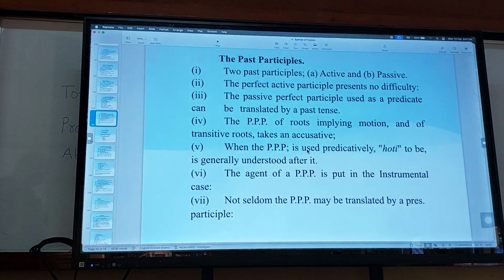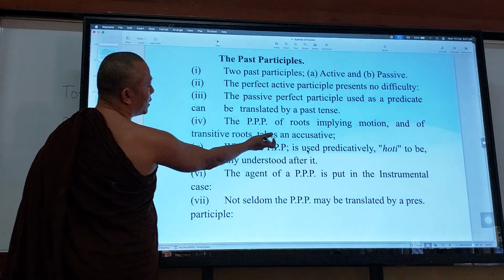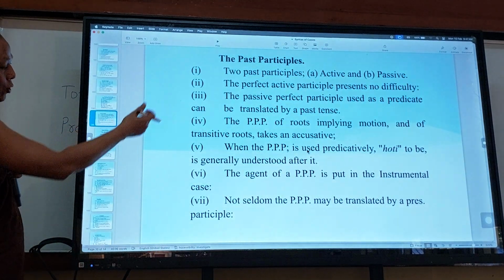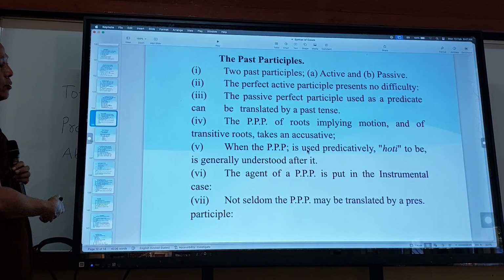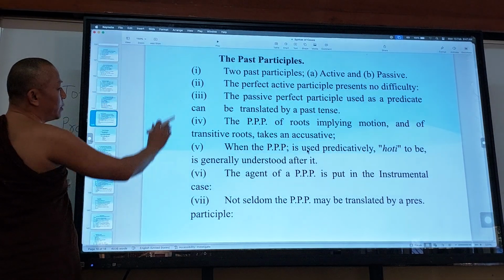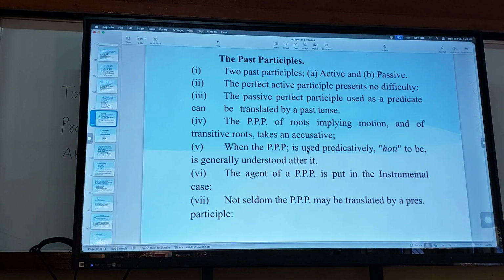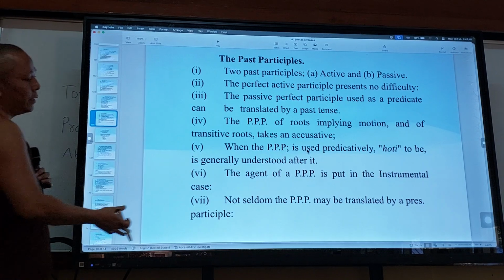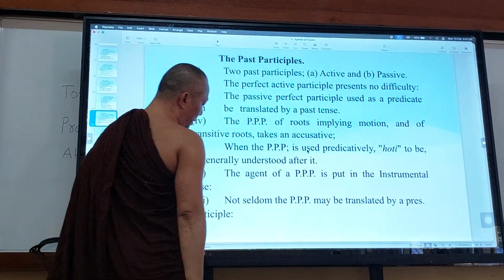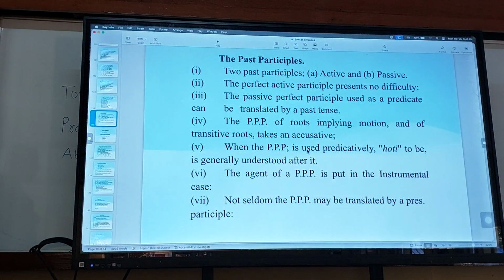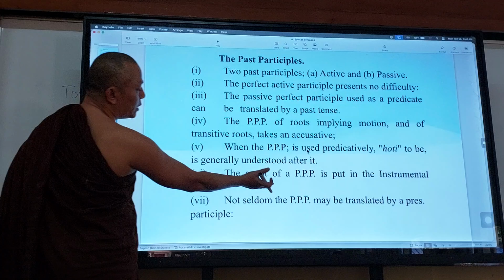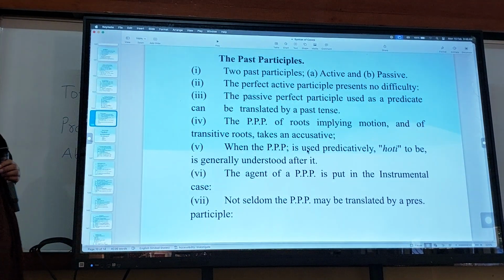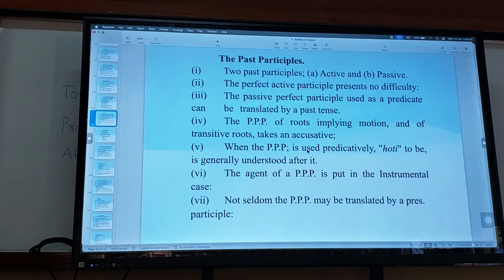Now number 5: when the participle passive is used predicatively, hoti is generally understood after that. Hoti or hosi, I already explained under number 3. To refer to the present perfect there will be hoti, to refer to the past perfect there will be hosi, and so on. And then the agent of the past participle passive will be in the instrumental case. That one we already know. And then that past participle passive may be translated as a present participle in some cases.